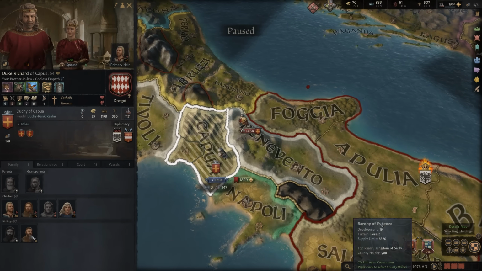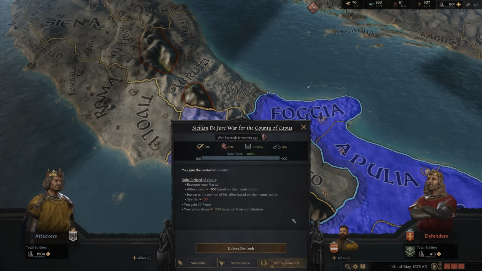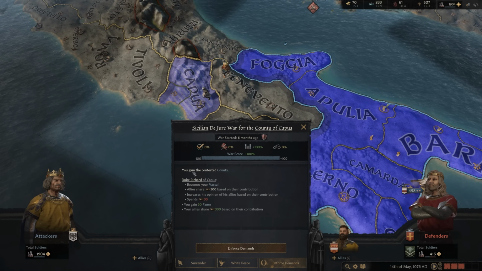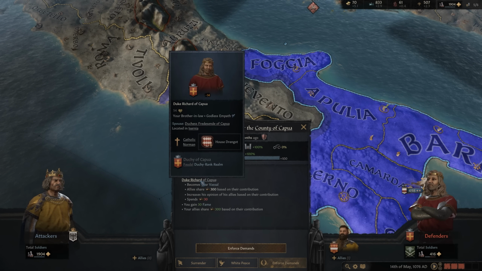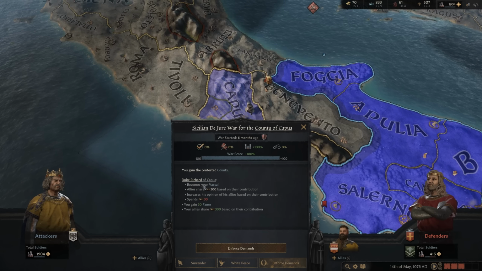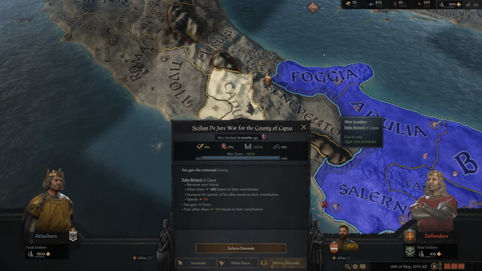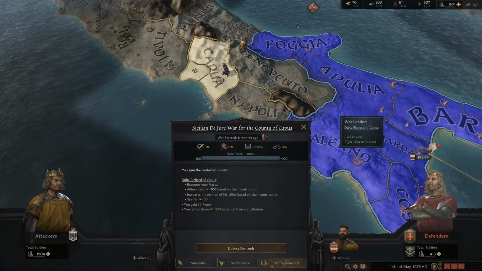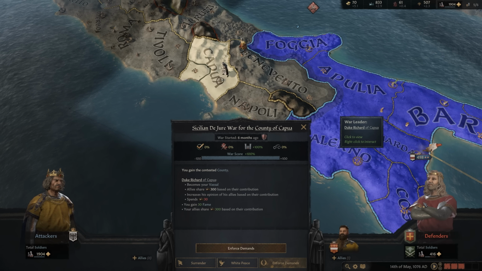We click over here to the war, and I take a look at the actual demands of this war. You gain the contested county. Duke Richard of Capua becomes your vassal. So I'm going to press enforce demands, and what's going to happen here is that Duke Richard will maintain full ownership and using and ruling of these lands because I am not personally gaining them for myself.